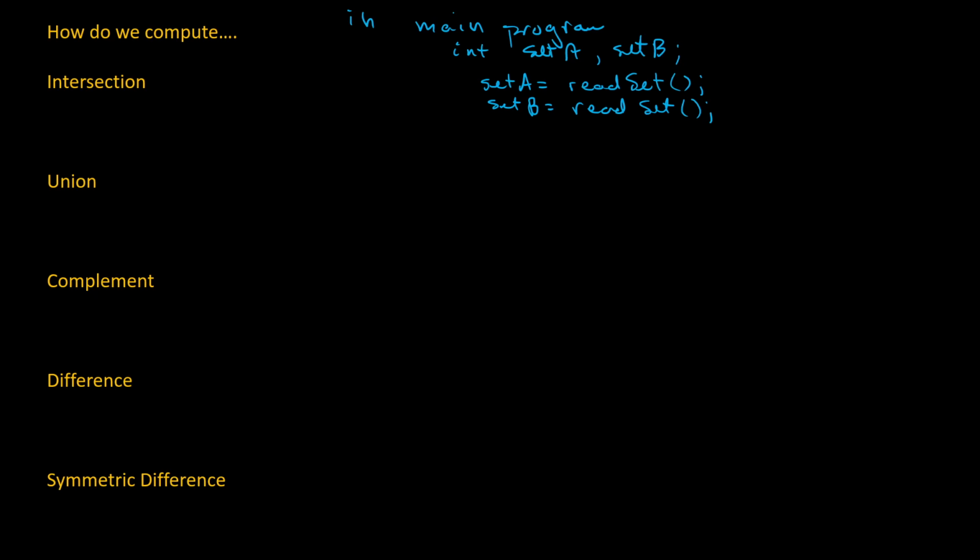So now I've got set A and set B. How can I compute the intersection? Do I have to go through bit by bit and have a for loop and check the values and then set the value in the resulting set and everything else? No. What operation is equivalent to intersection?